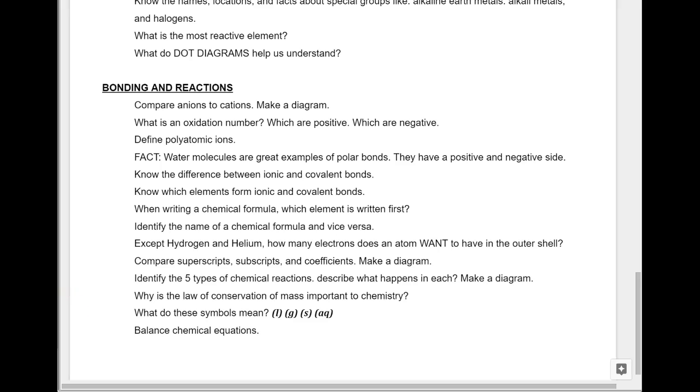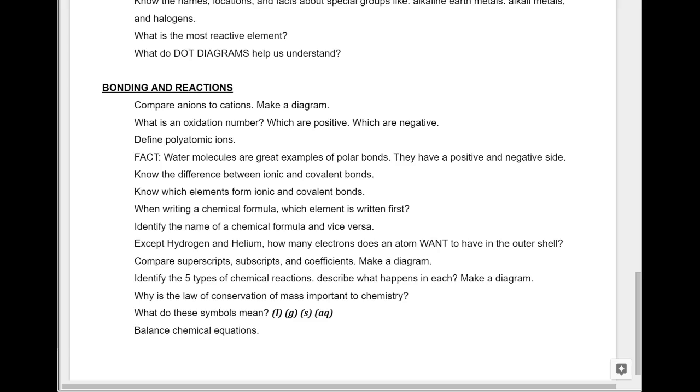You need to compare superscripts, subscripts, and coefficients. Superscript is what we put in a chemical formula or along with an element to describe its charge, so we're describing an ion. Subscripts tell us how many of that element are in a given chemical formula, and the coefficient tells us how many of each molecule we have in a balanced equation. You should probably make a diagram of this to help you understand the differences and when they're used.